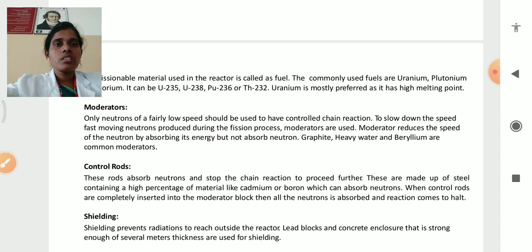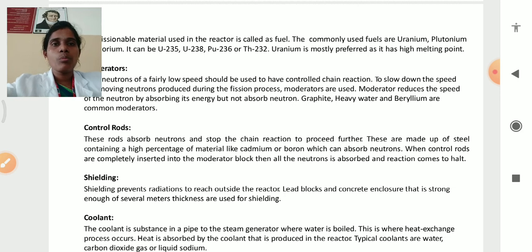The moderator reduces the speed of the neutrons by absorbing their energy, but without absorbing the neutrons. The most commonly used moderator is heavy water. Other kinds of moderators commonly used are graphite and beryllium.